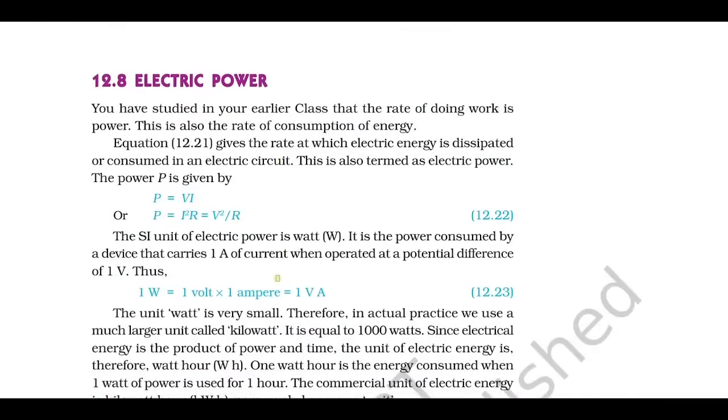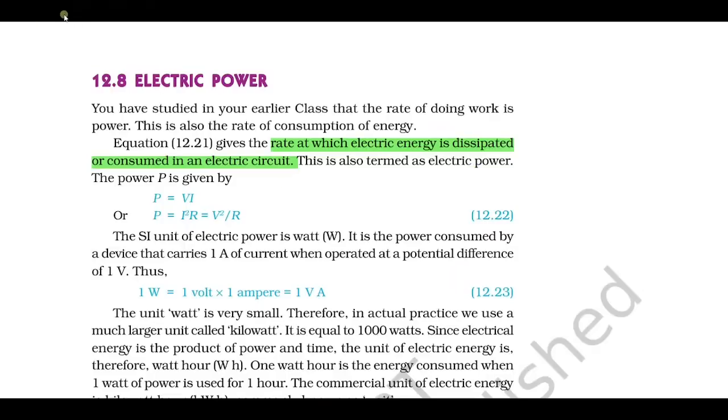Next we have the concept of electric power. If you are lucky, you can expect a 5-mark question based on electric power. What is electric power? It is the rate at which the electric energy is dissipated or consumed in an electric circuit. The rate at which the electrical energy is consumed in an electric circuit is called what? Electric power. List the ways by which you can express the power.